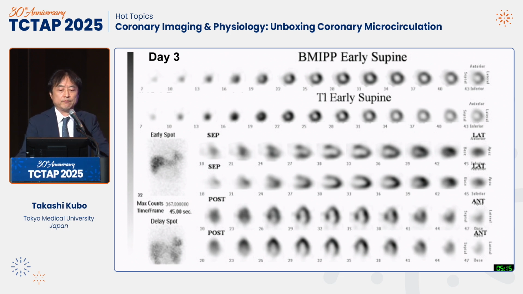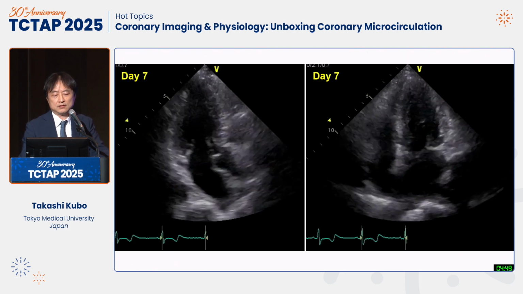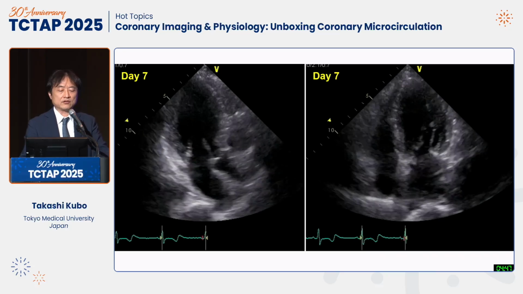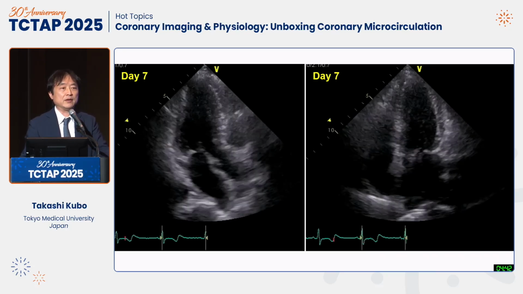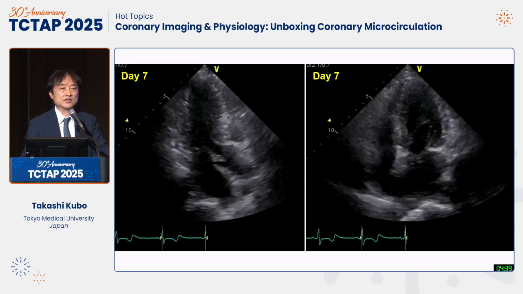On day 3, we performed BMIPP metabolic scanning and thallium perfusion scanning. As shown in this panel, the defect was observed compatible with the LAD supply area, suggesting coronary events rather than Takotsubo disease, cardiomyopathy, or myocarditis. On day 7, echocardiography demonstrated that the apical ballooning hypokinesis was improved.